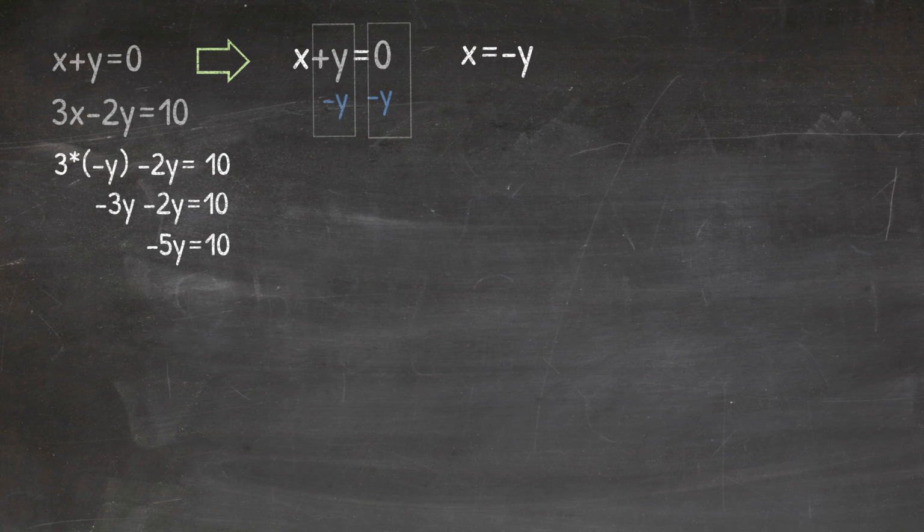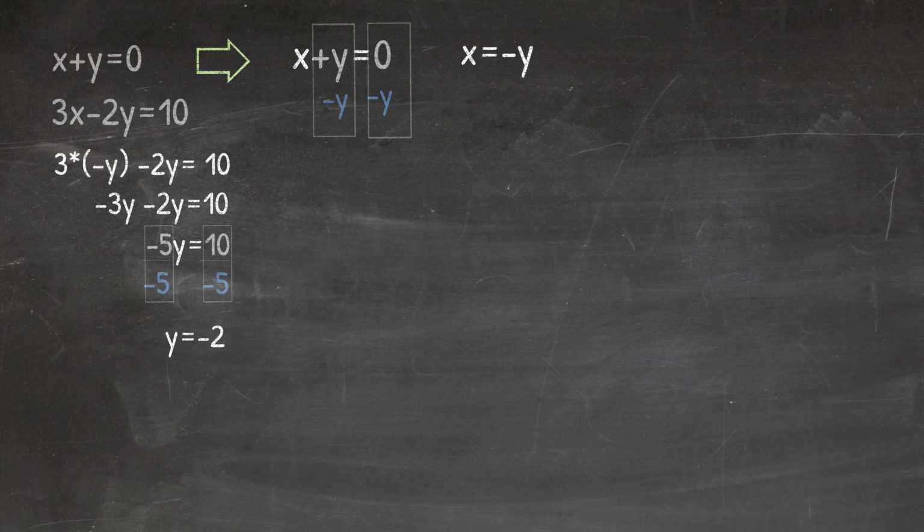Since y is multiplied by minus 5, we need to divide by minus 5 to neutralize this operation. And since we need to keep our equation in balance, we should divide by minus 5 on both sides of the equation. This leads us to y equals minus 2.